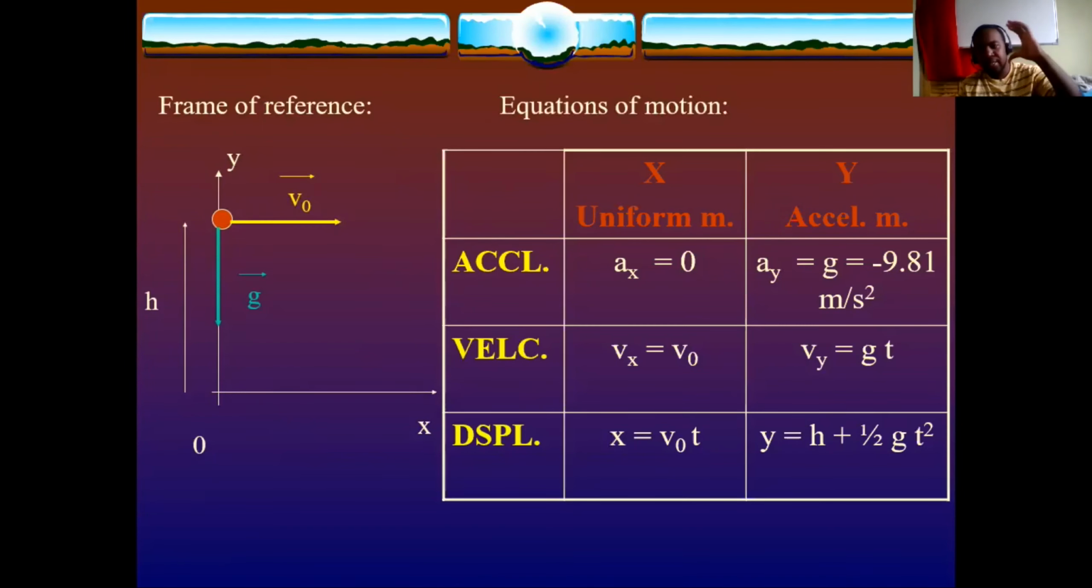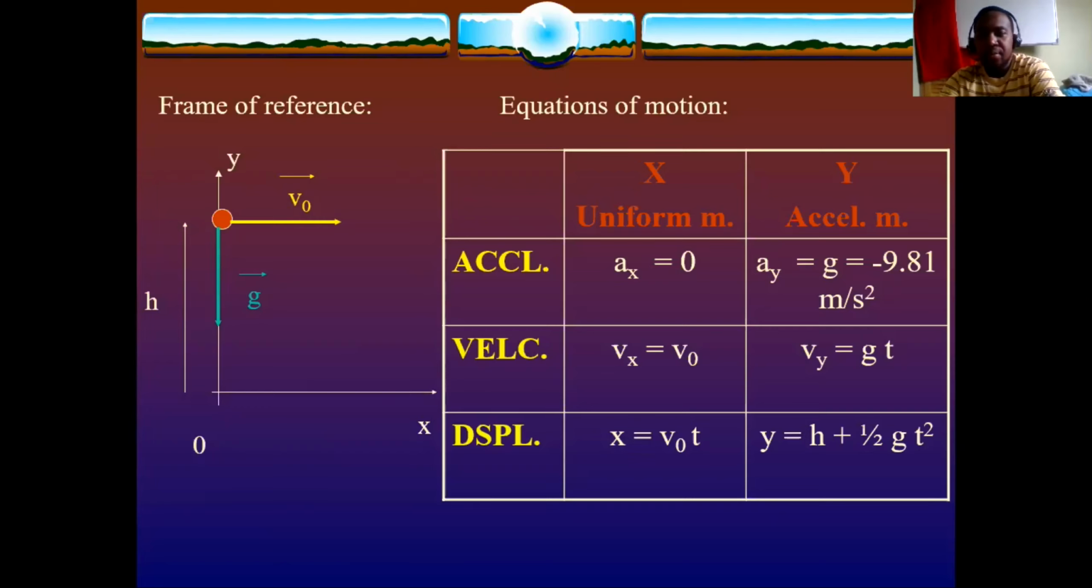Remember, we started from a height. We're going to call that height h. We allow the object to be pushed off in a horizontal motion. Because of that, the acceleration in the x plane we know is 0, because the net force is 0. In the y plane, we know it's g, which is negative 9.81 meters per second squared. The velocity in your x plane is equal to the initial velocity of the ball.